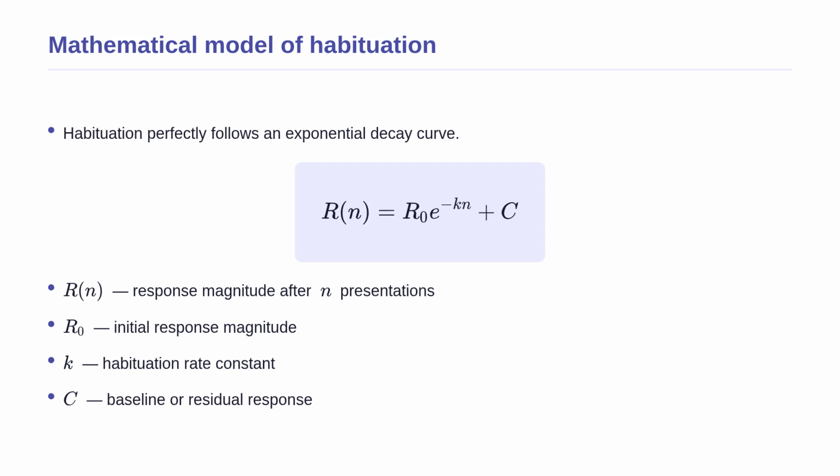R(n) is the magnitude of the response after the stimulus is presented n times. R₀ is the initial response, the very first time the stimulus occurs. The variable k is the habituation rate constant. A larger k means the animal learns to ignore the stimulus much faster. Finally, c represents the baseline response, which is the minimal reaction the animal might still show even after full habituation.